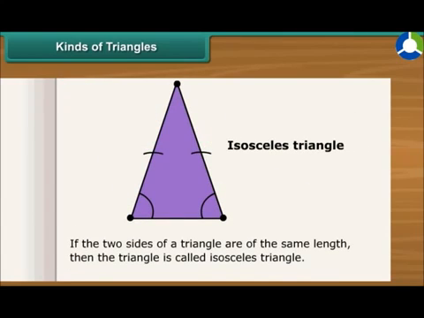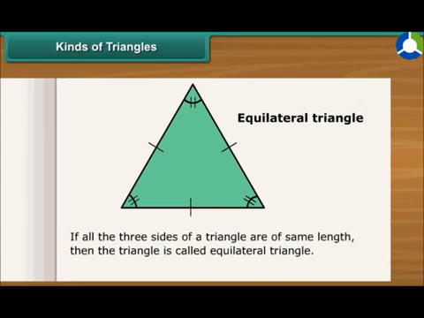If the two sides of a triangle are of the same length, then the triangle is called isosceles triangle. If all the three sides of a triangle are of same length, then the triangle is called equilateral triangle.